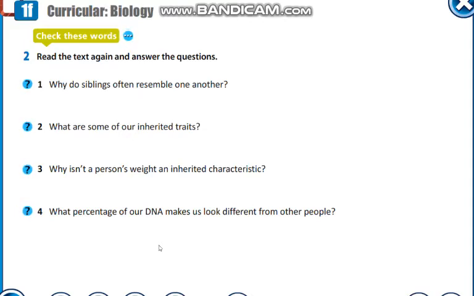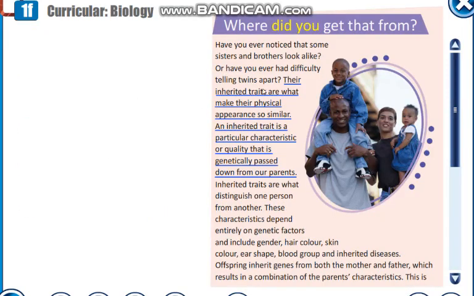For example, let's explain the first question. Why do siblings often resemble one another? Yes, because siblings are usually the same. Now, the answer is in the text. Their inherited traits are what make their physical appearance so similar. An inherited trait is a particular characteristic or quality that is genetically passed down from our parents. The answer is this.